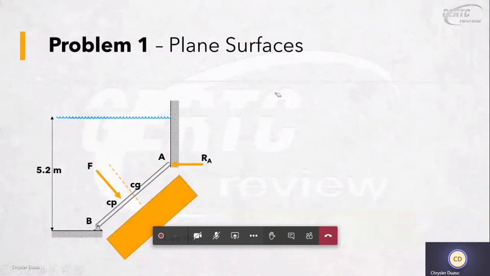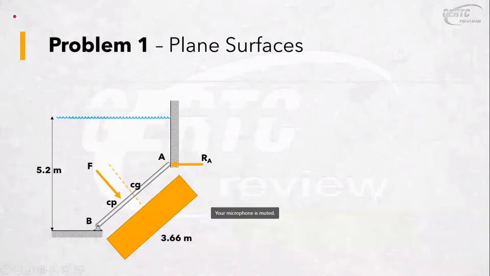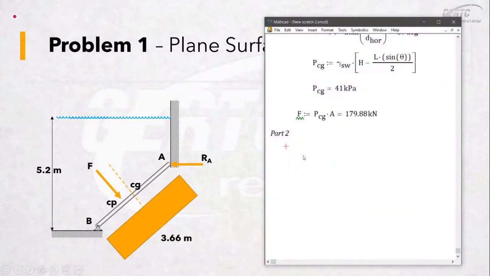Okay. So what we want is to solve for the reaction at A. How do we solve for the reaction at A? We apply the principle of statics. We cannot just guess or rely on a formula; the principle is equilibrium. So to calculate the reaction at A, we take the summation of moments at point B, which is equivalent to 0.